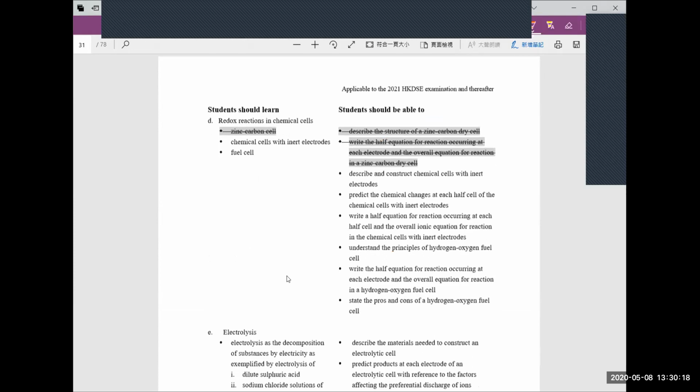And for the detailed redox reactions in the chemical cell, let me stress once again, the chemistry of the zinc carbon cell is out of the syllabus starting from 2021. But don't think that you need not study this part on the cell. The way it will appear is that the zinc carbon cell chemistry will still be assessed, but with more information provided so that you can answer the questions. For example, they would give you some hints so that you can write down half equations, and explain something, such as why the zinc carbon cell has a limited shelf life. All of those can be explained in terms of chemistry.